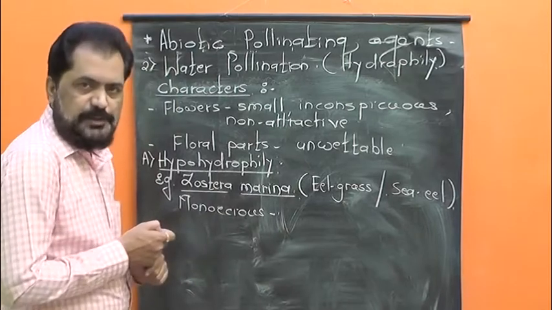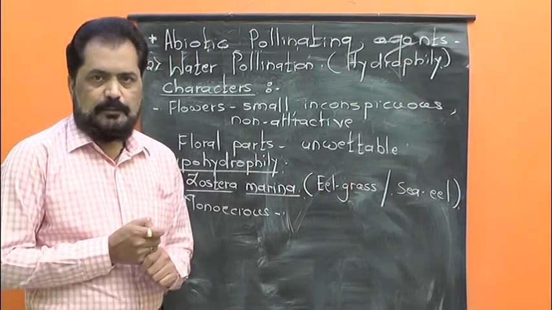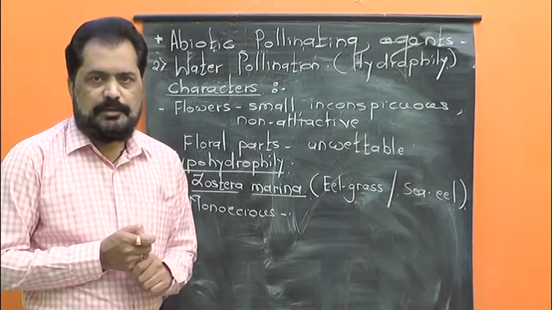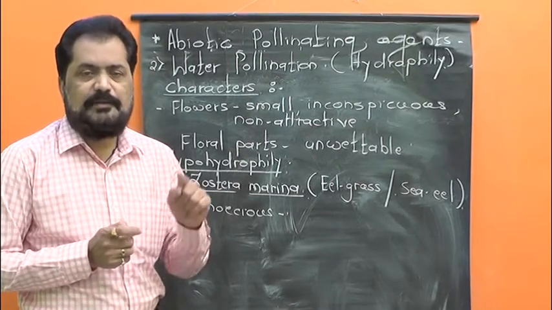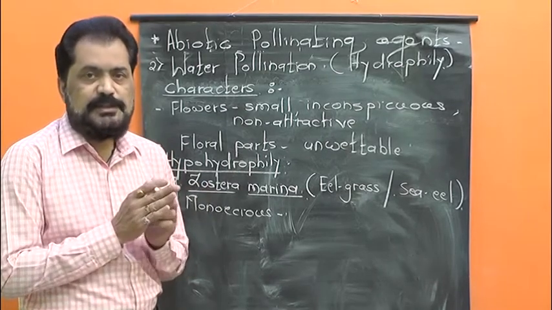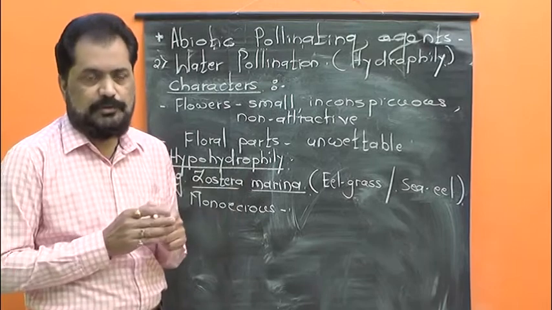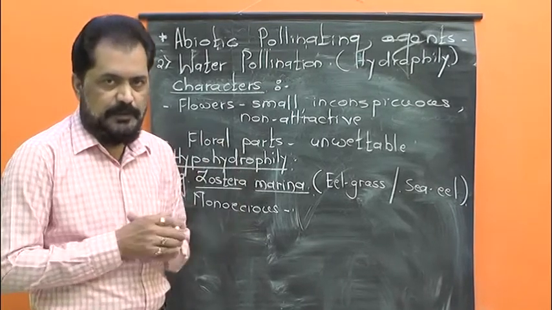It is a monoecious plant. What does it mean? Monoecious means the plant in which the male and female flowers are produced separately but on the same parent plant, on the same mother plant.